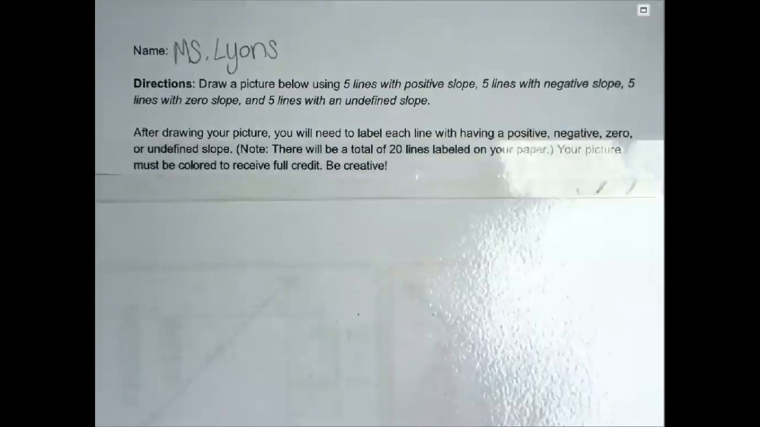Now, your artwork needs to be colorful, and it needs to be some kind of real picture. You can't just draw a bunch of lines and say, okay, I'm done. Okay? It needs to represent something either you really like, something you can relate to. So let me show you an example of one that I did.